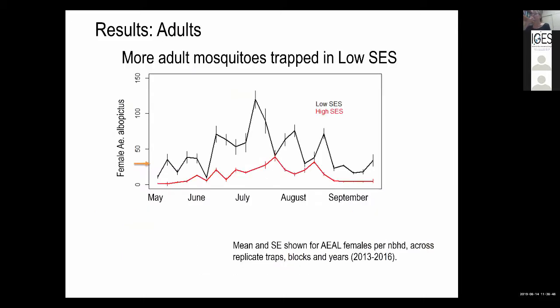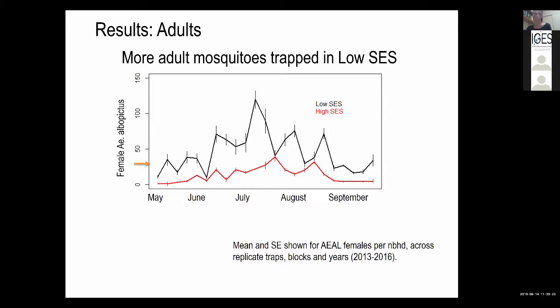And we do see this translate into adults. These are data, and I've summarized with means across all the different years and by month across the x-axis, how many adult female albopictus, that's the tiger mosquito, do you see in a given trap? And you can see that the black line for our lower socioeconomic areas is higher across most of the year than the red line. And so overall, we see about 3 times more mosquitoes in our lower socioeconomic blocks than we do in our high socioeconomic blocks.